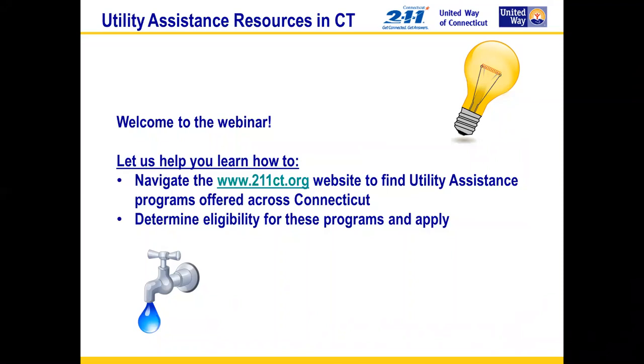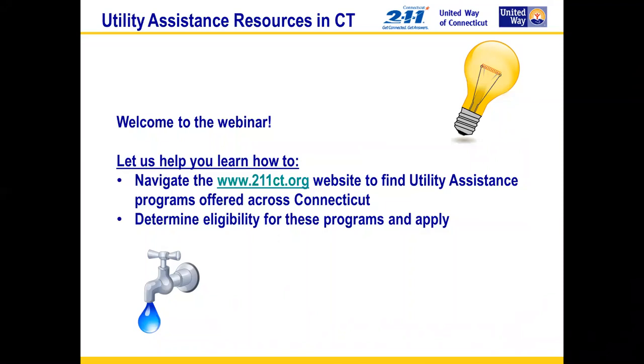Two goals that I would like to try to accomplish during the webinar today would be, one, to help you navigate our 211ct.org website to find utility assistance programs that are offered across Connecticut. And the other goal is to help you determine eligibility for these programs and know how to apply, or how to assist your clients to apply, for these programs that are available.